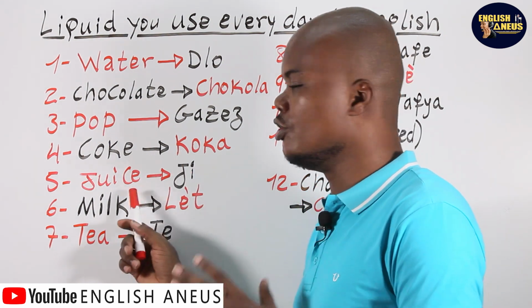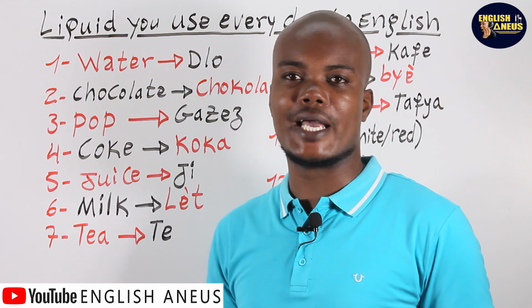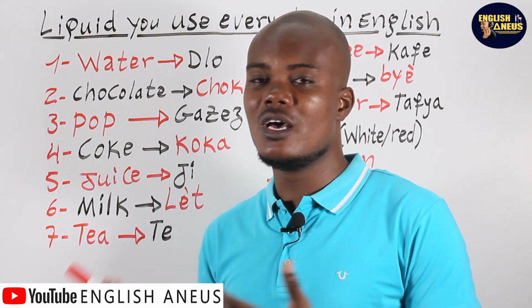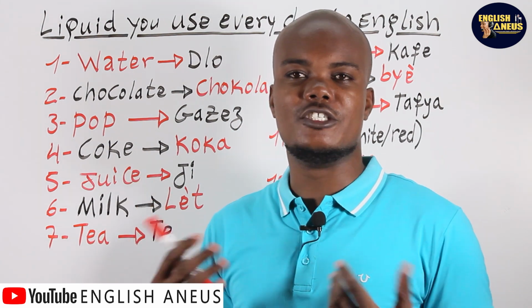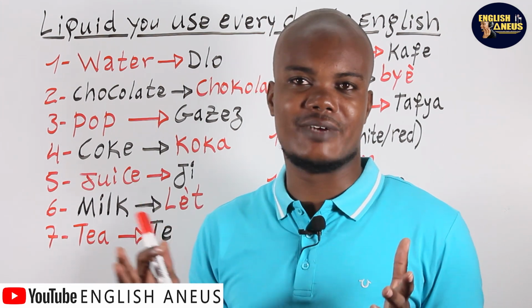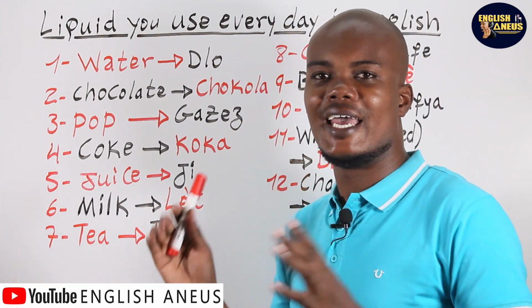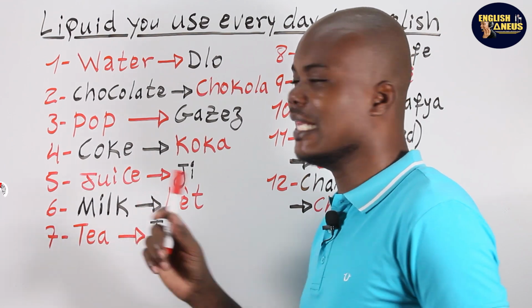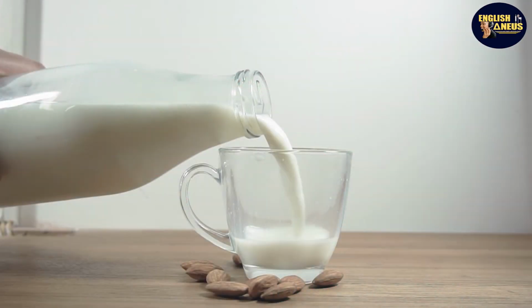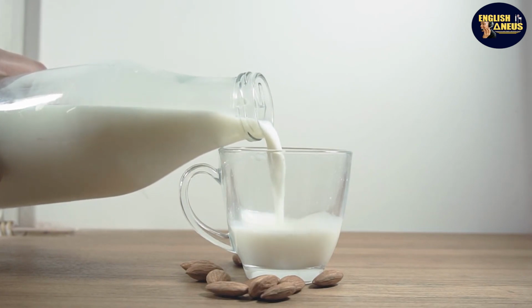For example, people drink juice of apple, juice of tomato, juice of orange, etc. You say juice. And the next one is milk. Milk is a white liquid produced by a female mammal.